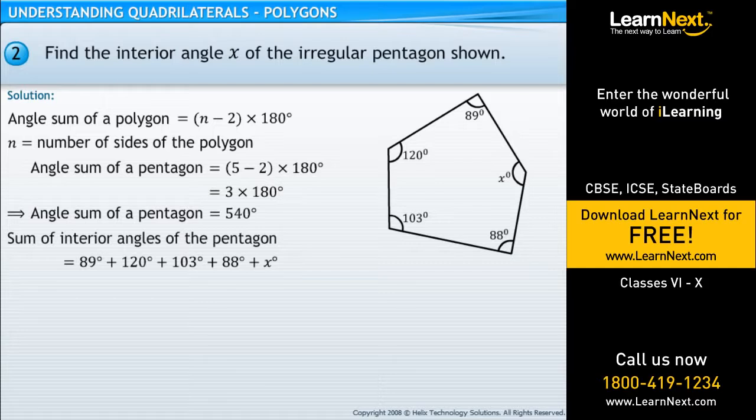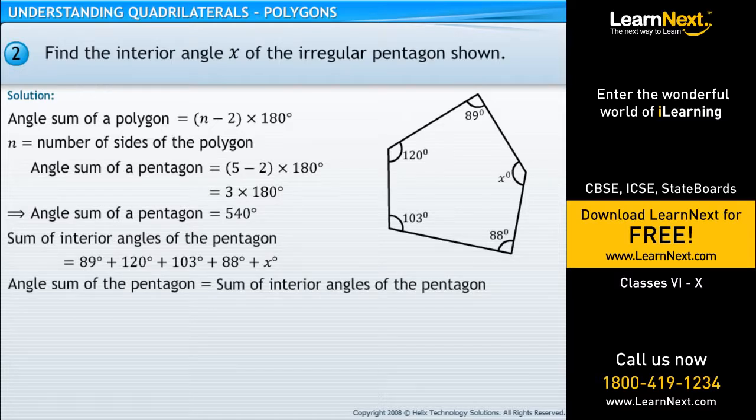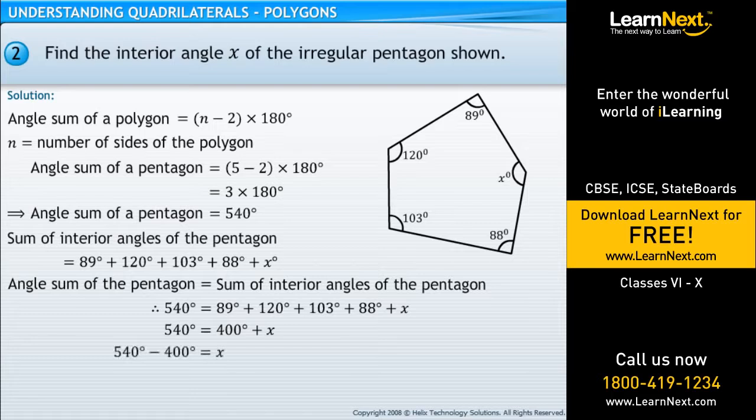The sum of the interior angles of the pentagon in the figure is as shown. We will use this angle sum to find the unknown angle in the pentagon by equating it to the sum of the interior angles. On equating, we get the equation. Therefore, we get the value of the unknown angle as 140 degrees.